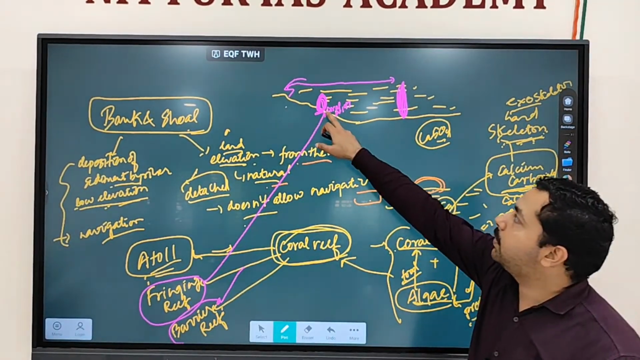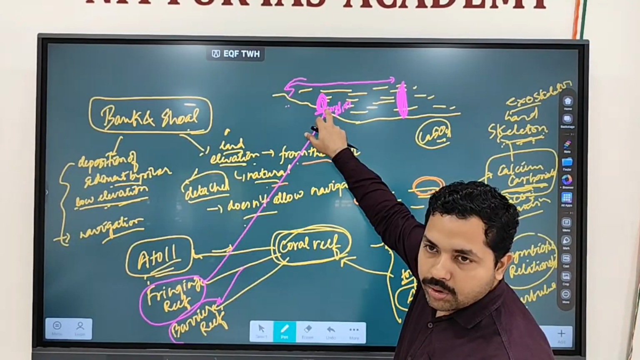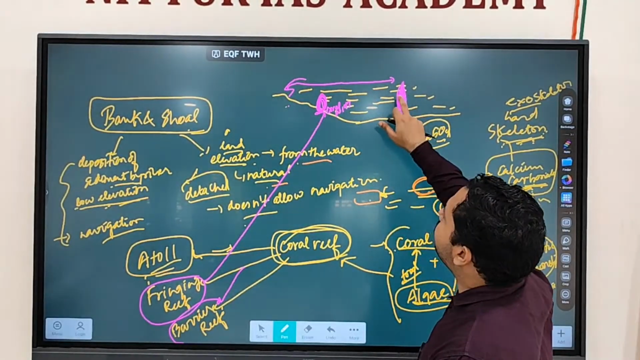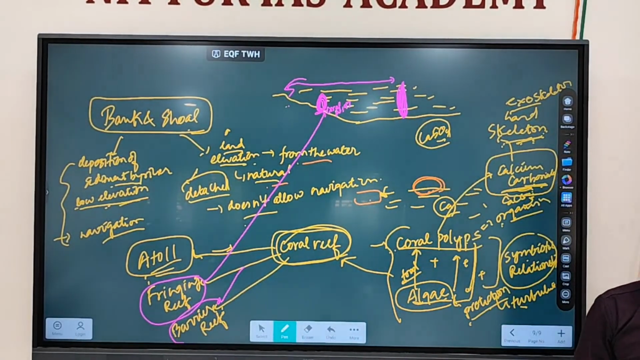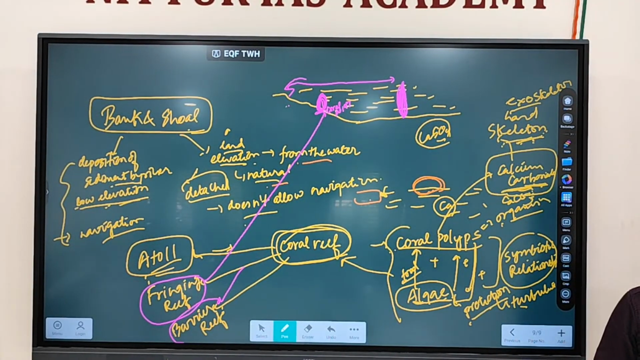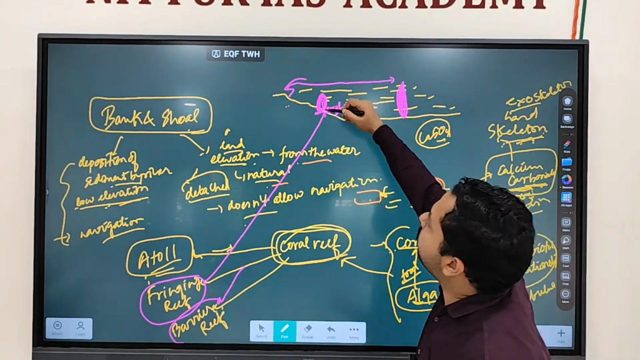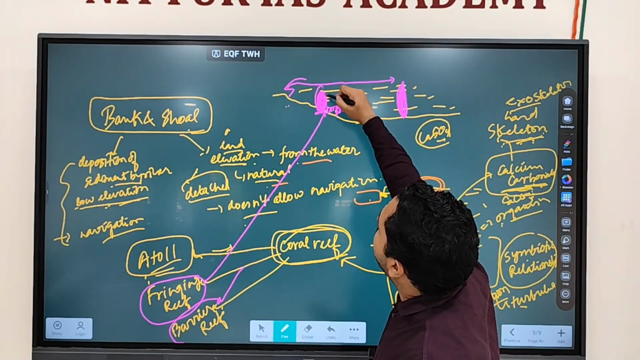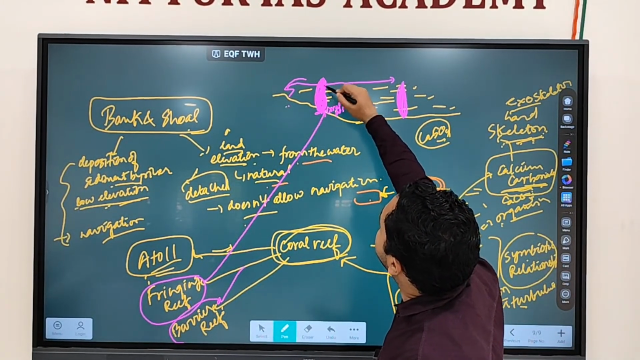So if they are built near to the coast, it is called a fringing reef. And if they are built away from the coast, then it is called what? They are called a barrier reef. Fine, any doubt? But what if they start building these reefs and this material starts to come above the water?